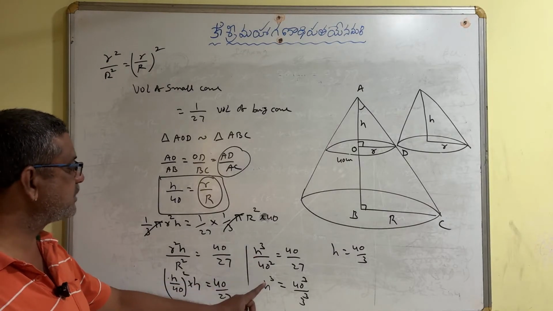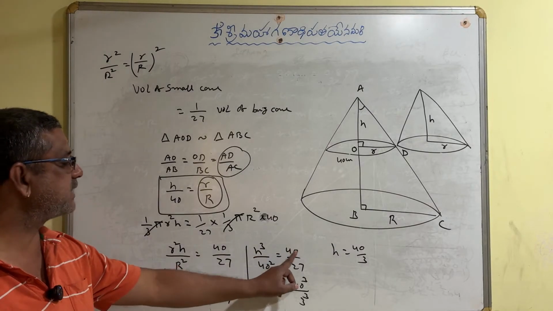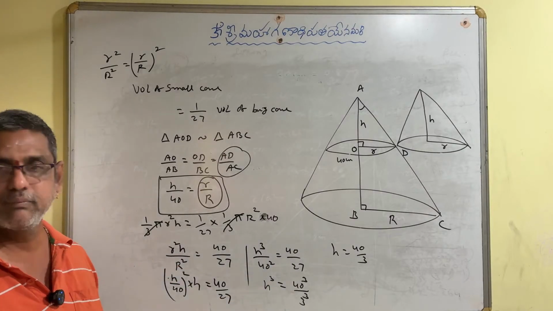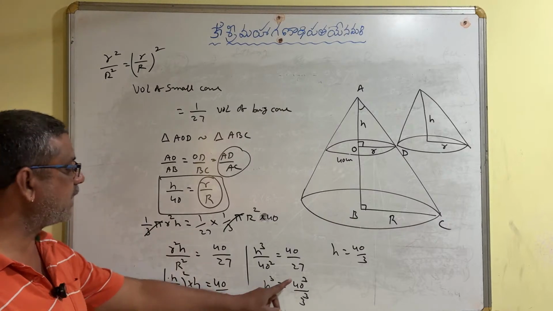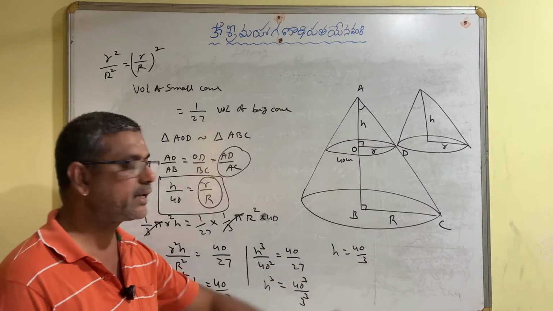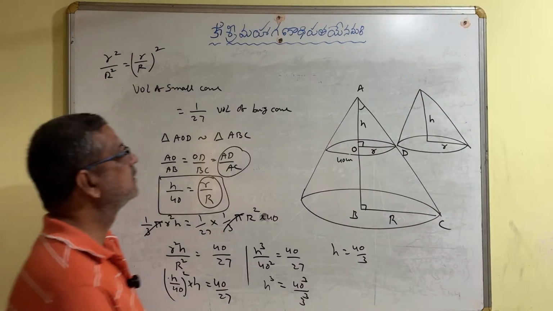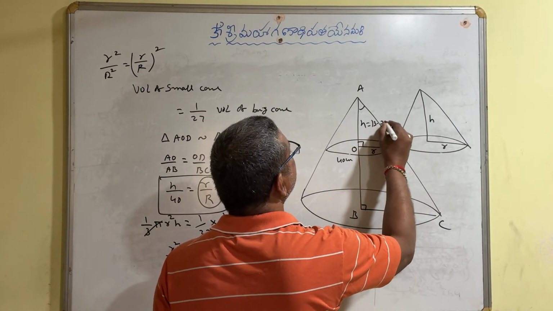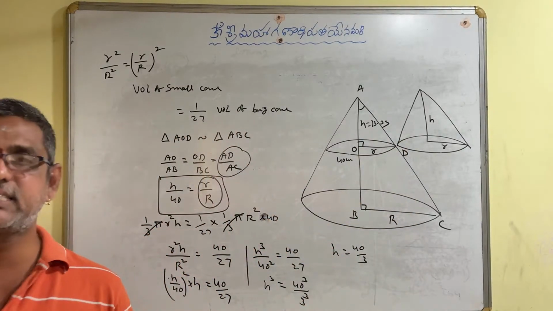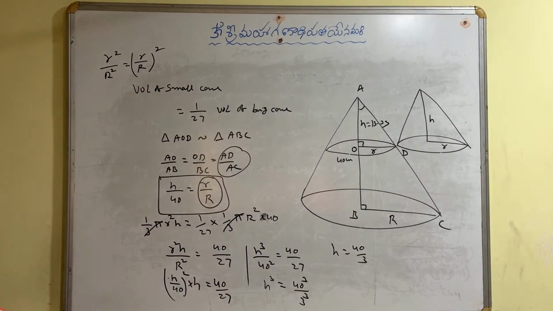Now h cube is equal to 40 square going to that side, 40 square into 40, which is 40 cube, and 27 is 3 cube. So h cube is 40 cube by 3 cube, so h is 40 by 3, that is 13.33.